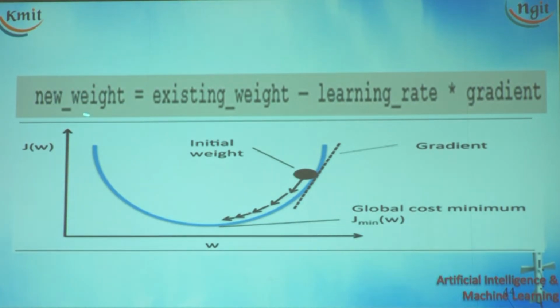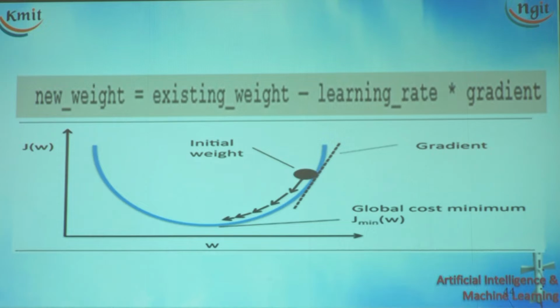Here is the new weight. I want to update the weight, beta 0, new weight. Our equation is beta 0 plus beta 1 x. This is beta 1, and I want to update beta 1. The existing weight, initially we will take a random value for beta 1. That random value, whatever you have taken, minus learning rate into gradient.